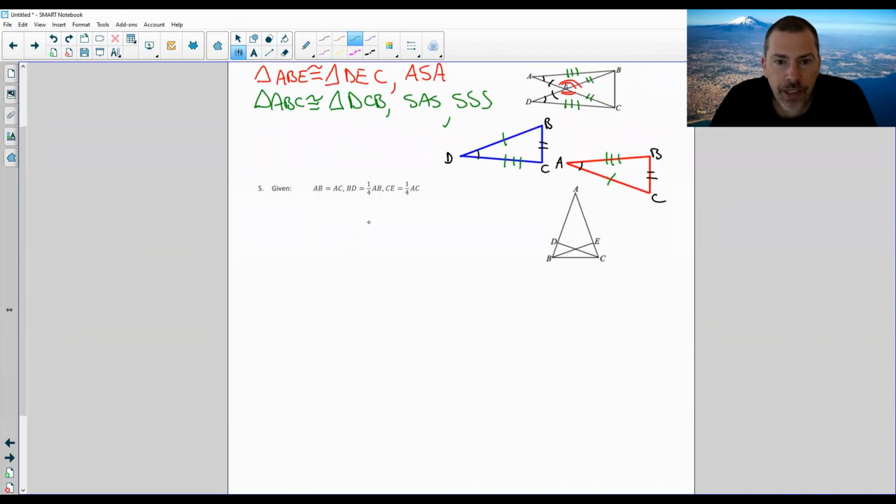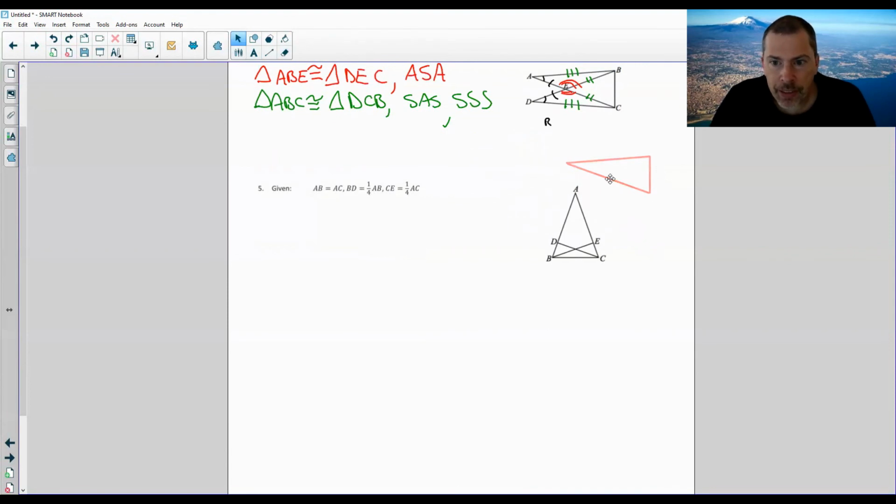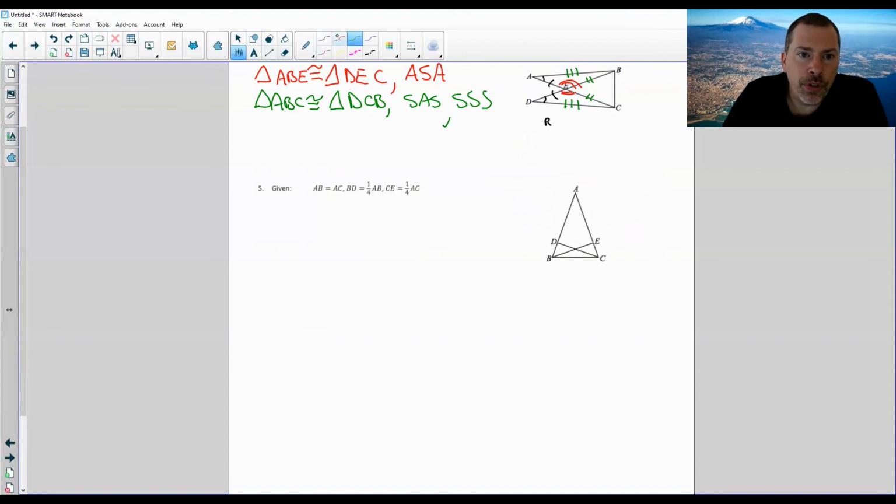All right, number 5. Let me erase this so it's not distracting. Number 5 says that AB equals AC. So the first thing I'm going to do is label my diagram. This whole side here is equal to this whole side over here. BD is a quarter of AB. So this is 1/4. So this would be 3/4. So therefore AE is 3/4.